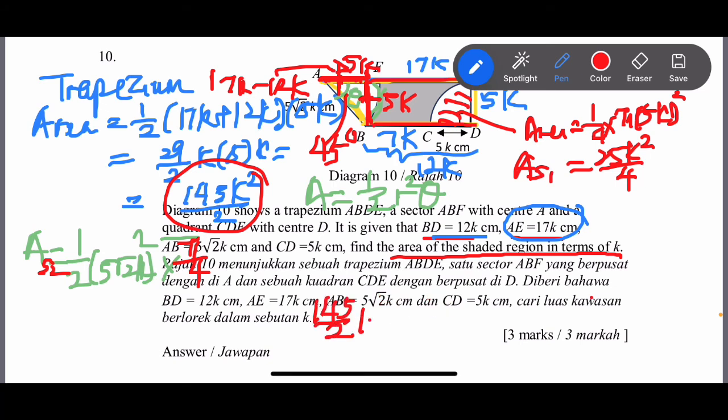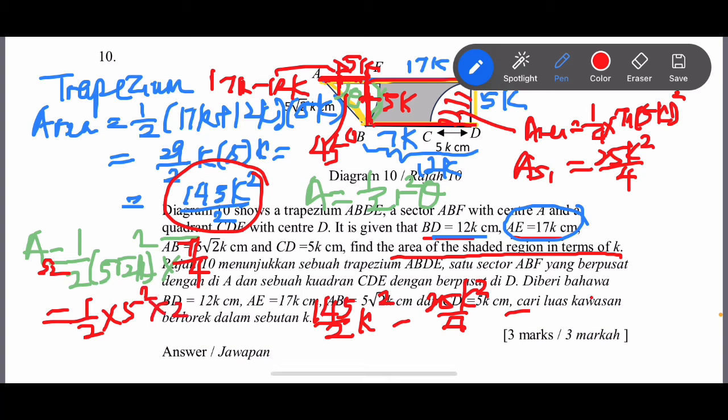So I will actually write 1 over 2. 5 squared will be 25, right? And then square root 2, when you square, will become 2, right, times pi over 4. So I can cancel out the 2, because the square root 2 you square it becomes 2. So finally you will get 25 pi over 4 k squared, alright?